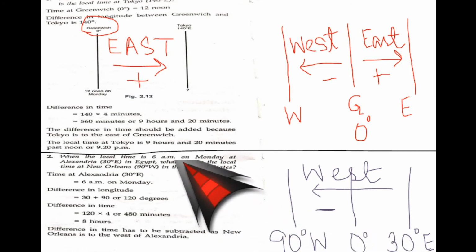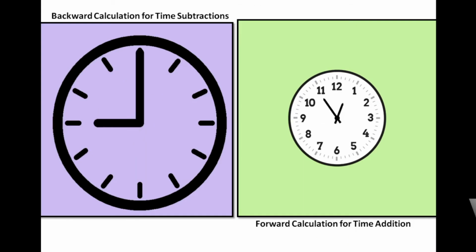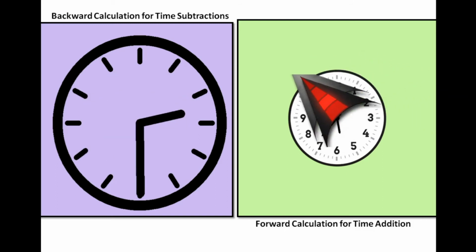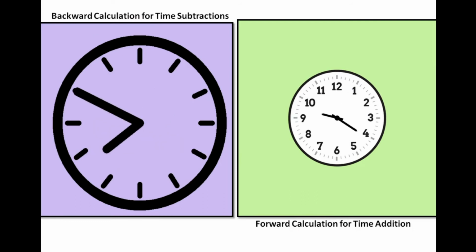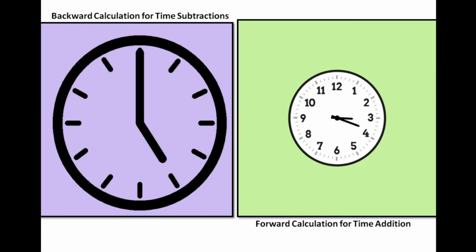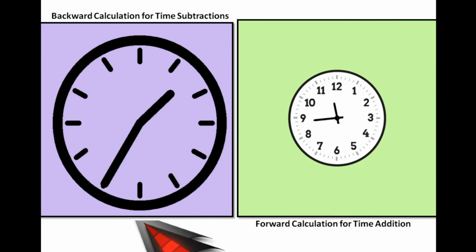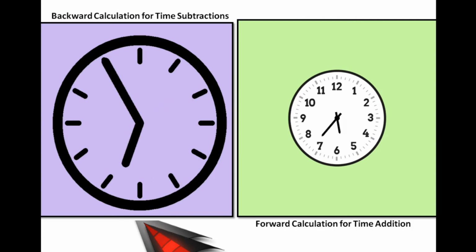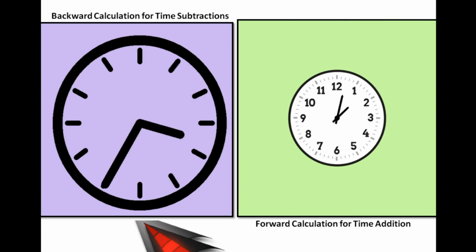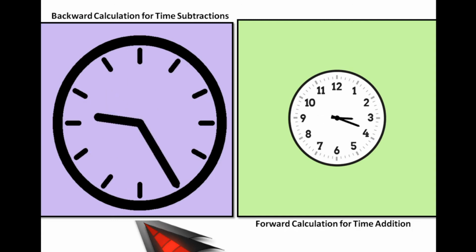So as I know, the time has to be subtracted from 6 a.m. Now, one very important thing: there are two clocks. This is the clock which we generally follow because it moves in the forward direction. But this clock is going in the backward direction because here I have to do a subtraction. So the same way, from 6 a.m. we have to go back 8 hours.